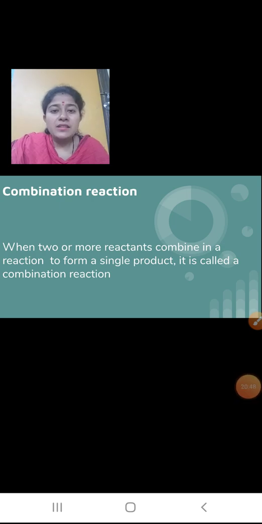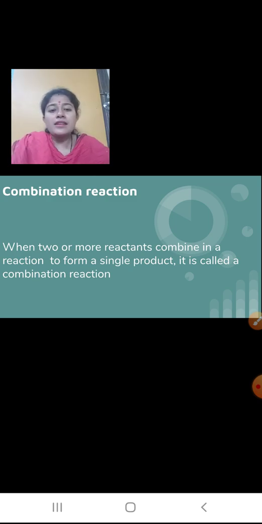As we have seen in the example of magnesium oxide, magnesium and oxygen, when they combine, form magnesium oxide. So here there were two reactants and they formed a single product, that is magnesium oxide. So it is an example of a combination reaction. The same experiment we will be doing in our lab when we meet in school.